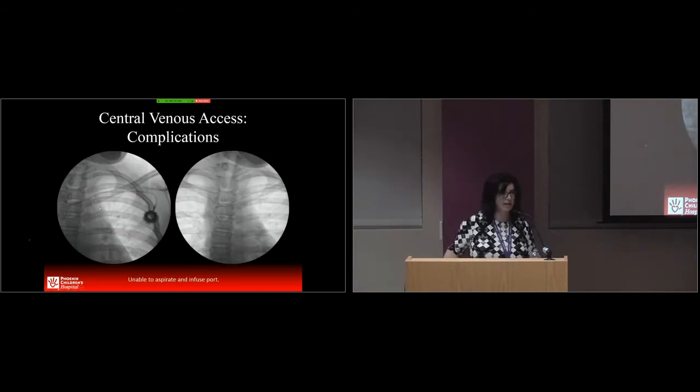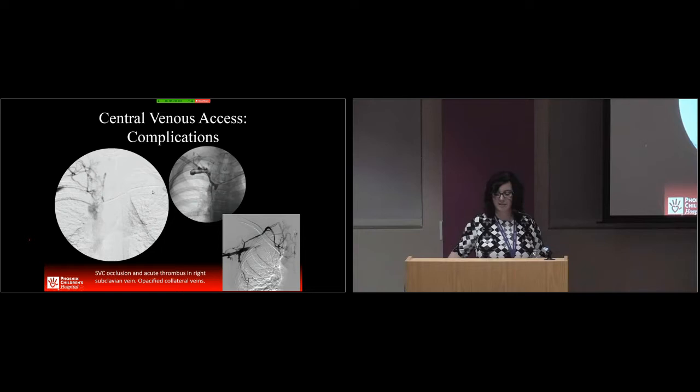Another example, a kiddo that had a left subclavian port, and the catheter is short. So my guess is this child grew quite a bit. And then once they had complications, there was a chest film performed showing malpositioning of the catheter. And the catheter tip is at the junction of left brachiocephalic vein and superior vena cava.